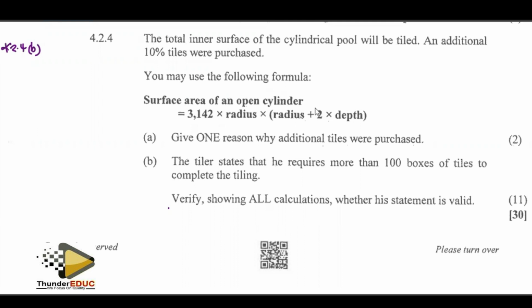4.2, the steps you need to know. 1, look for the area to be covered, the surface area of an open cylinder. Then look for the area of only one tile. You divide the two, you get the number of tiles. Multiply or increase it by 10%, which is the same as 100 plus 10 divided by 100. So this here you get the number of tiles.